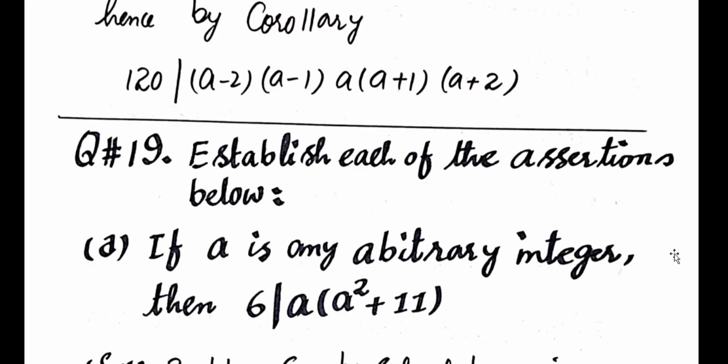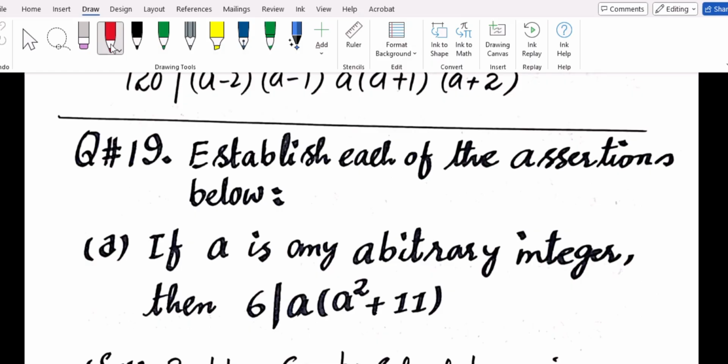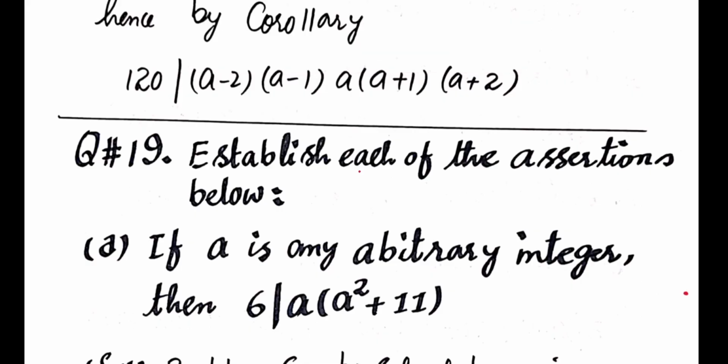We will just solve question number 19 in this single lecture because this question has 5 parts. So the question is something lengthy. Question number 19, establish each of the assertion below. If a is any arbitrary integer, you have to show 6 divides this product a into a square plus 11.